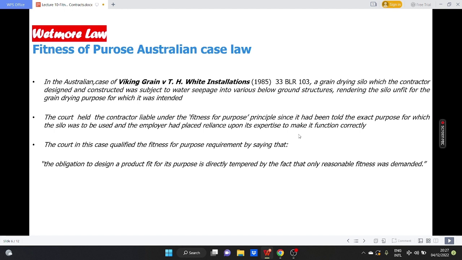The court held that the contractor is liable under the fitness for purpose principle, since it had been told the exact purpose for which the silo was to be used and the employer had placed reliance upon its expertise to make it function correctly. The court in this case qualified the fitness for purpose requirement by saying that the obligation to design a product fit for its purpose is tempered by the fact that only reasonable fitness was demanded.